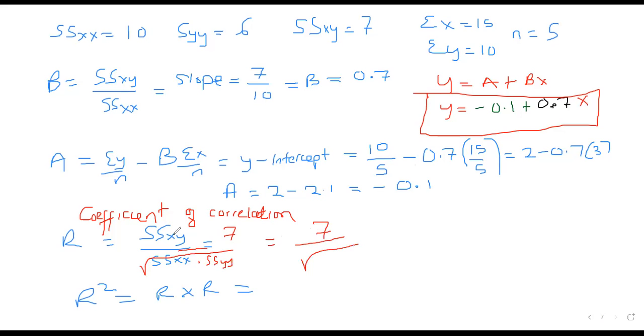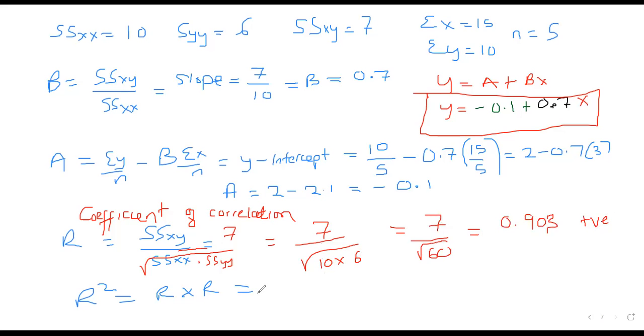So the formula was xy over the square root of xx times yy. So what was our xx? It was 10. And what was our yy? 6. And our xy was 7. So this is 7 over the square root of 60, which will give you 0.903. So your comment would be a positive relationship.